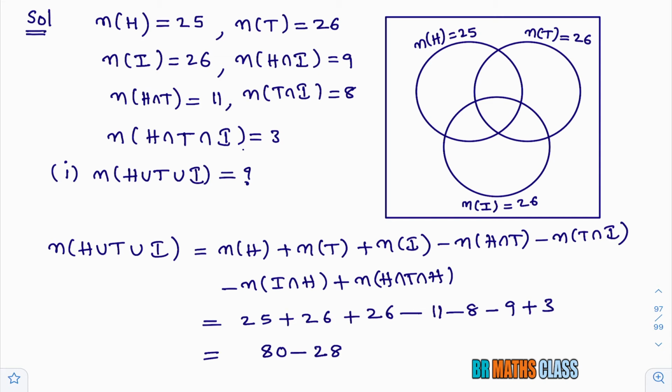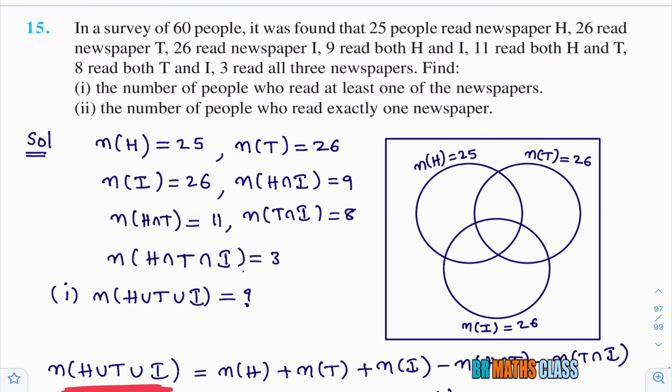So what we want now? 80 minus 28. 80 minus 28 equal to 52. So for the first bit, the answer is 52. I hope you understand this.